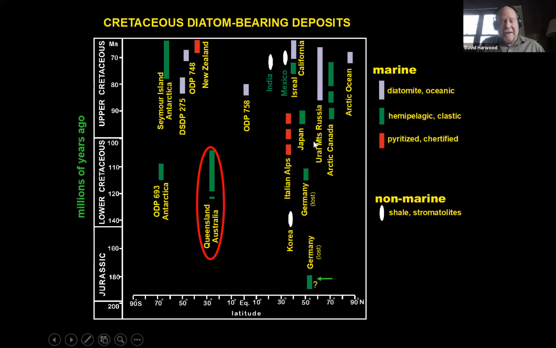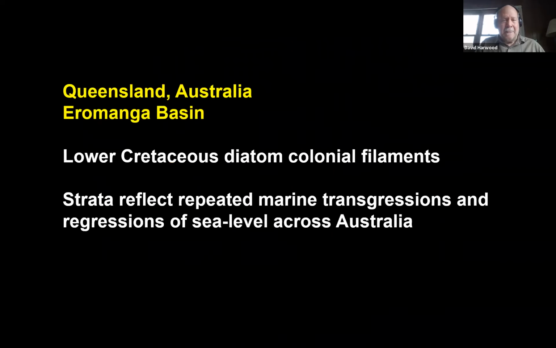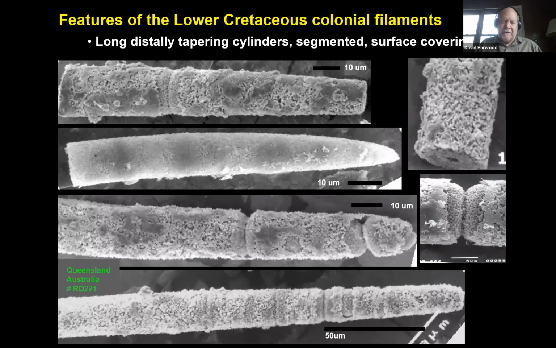Also looking at some material from calcareous concretions from Queensland, Australia, put a different look on what diatoms were doing back in the day, in that some of these diatom records are in the form of colonial filaments. You can assume these might be benthic. The strata that are preserved in Queensland are reflecting times when the sea levels were rising and falling. Repeating phases of marine transgressions across Australia give us part of this record.